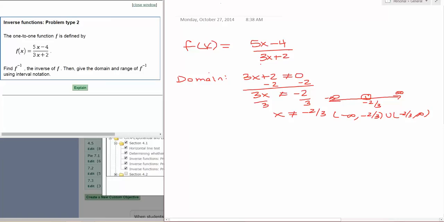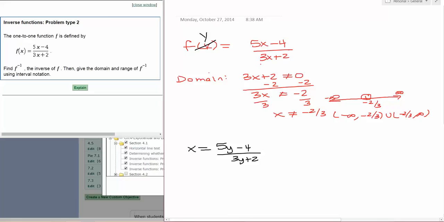Now let's find what is the inverse of f of x. So remember that f of x really represents the letter y, and our first step to develop its inverse is we're going to switch all of the letters around. So I get x equals (5y minus 4) over (3y plus 2). Now I'm going to solve for y.